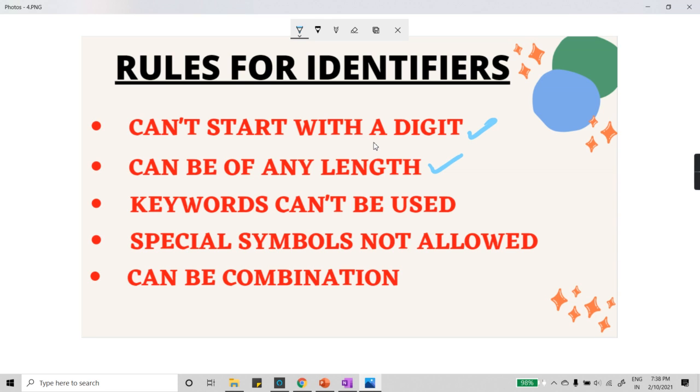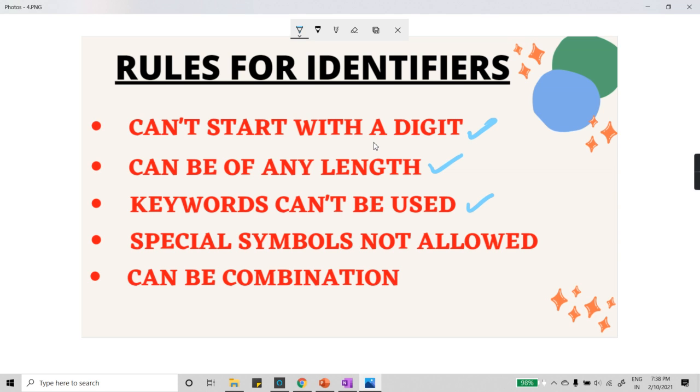So basically, what are keywords? Keywords are the predefined words. You can say keywords are the reserved words. Whenever we use if, else, for, these conditions and loops, all these are keywords that are already reserved words. So keywords cannot be used. The reserved words that are already there, we cannot use them while naming the variables.